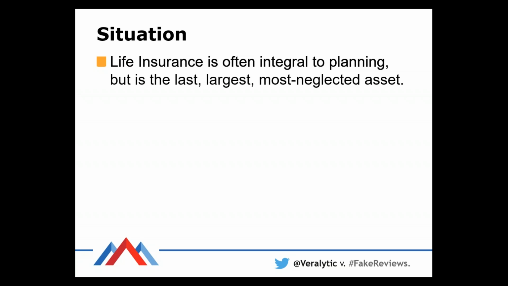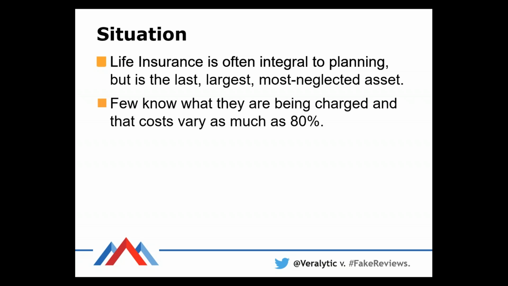I would argue, in fact, that life insurance is the largest, most neglected, and worst performing asset relative to clients' expectations over the last 40 years. So even though it has all these tax preferences, it's hard to embrace a financial vehicle that has underperformed client expectations for decades and decades in a row.